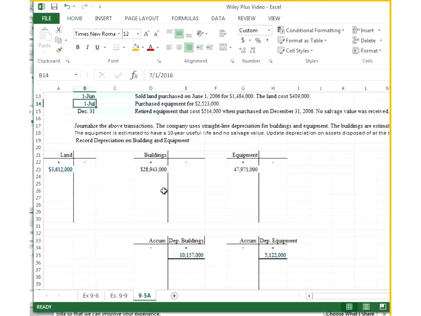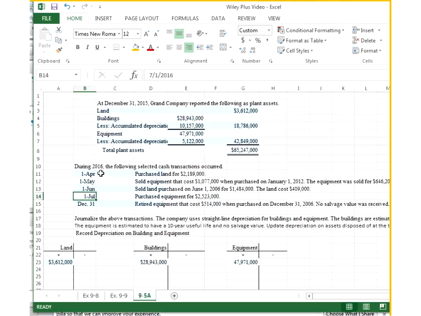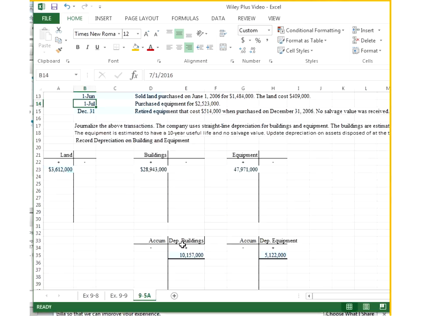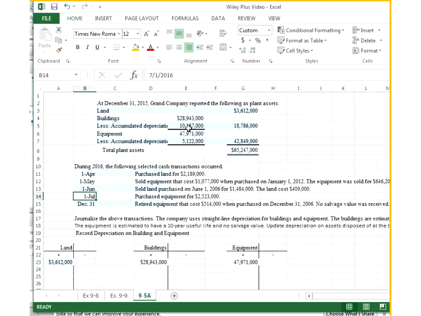All right, so with that said, what I've done is I've created some T accounts here with all of our opening balances, and you'll want to do this on a side sheet of paper as well with your numbers. So I've got the land, I've got the building and its contra account, the accumulated depreciation, and the equipment along with its contra account, the accumulated depreciation. And I've got all their balances.